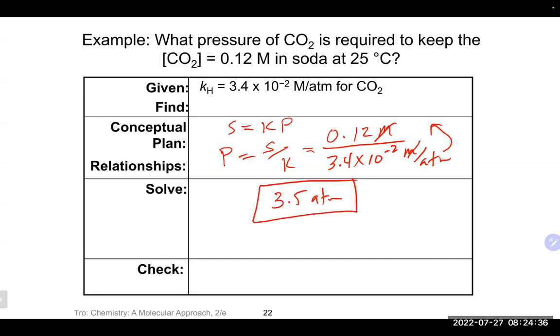Any questions on that calculation there? 3.5 atmospheres is about 3 times greater than 1 atmosphere, which is normal pressure, right? To keep that CO2 there in your soda pretty fresh.